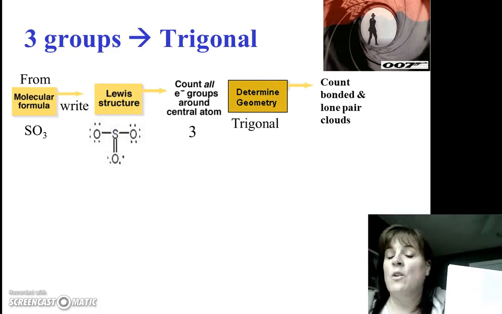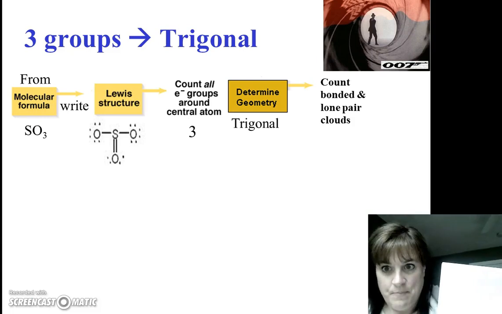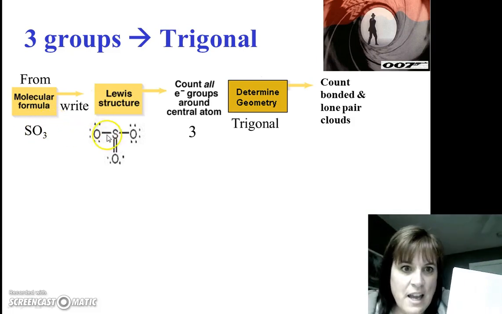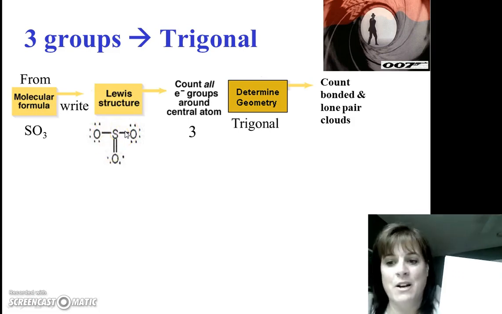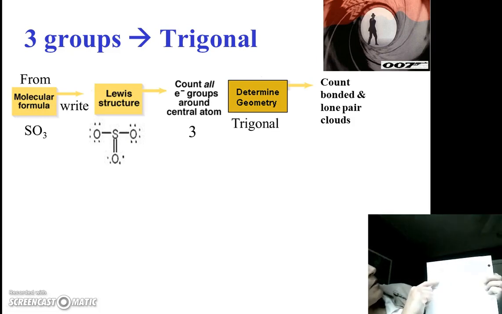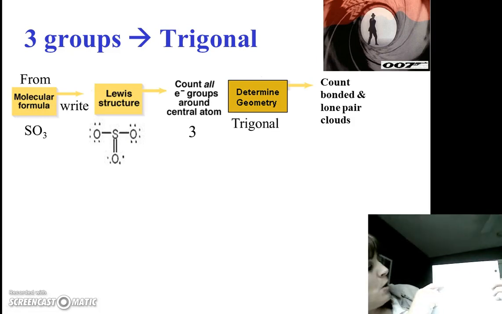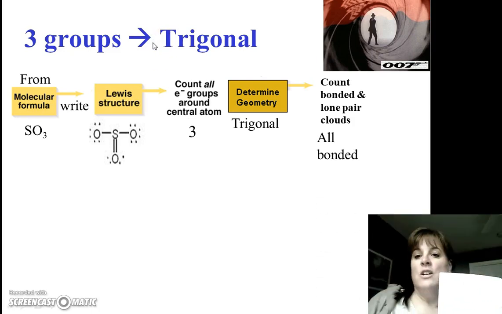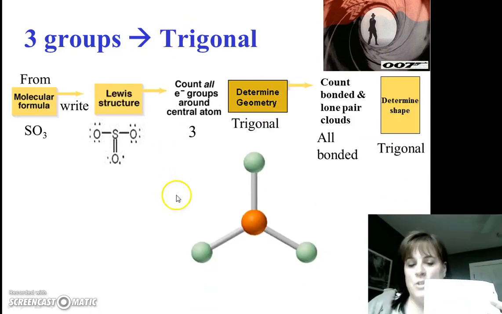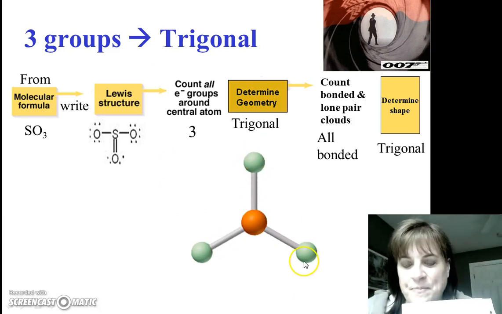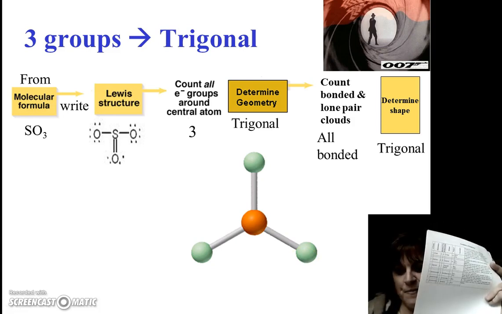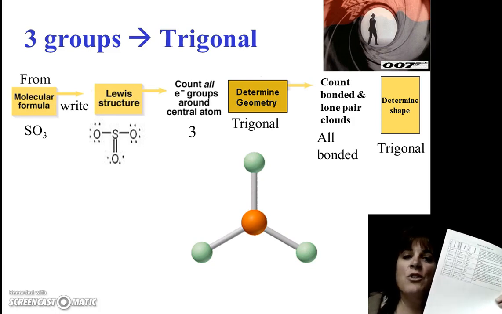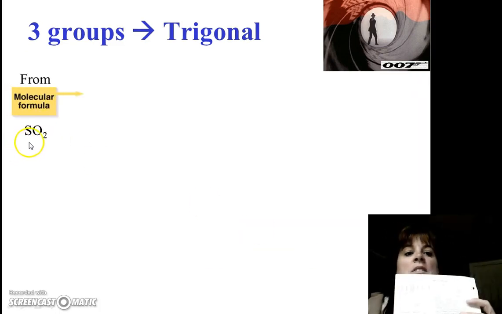Next, though, I have to count all the electrons that are bonded and the ones that are in lone pairs. So when I do that, I see that every single electron around the sulfur is in a bond. So they're all bonded pairs. So when I go to my little chart here, I look at bonded pairs, there's 3. There's nothing that's lone. So this is trigonal, trigonal. So it looks like this. So this sheet is the key to this unit, or this part of the unit. Let's try another trigonal.